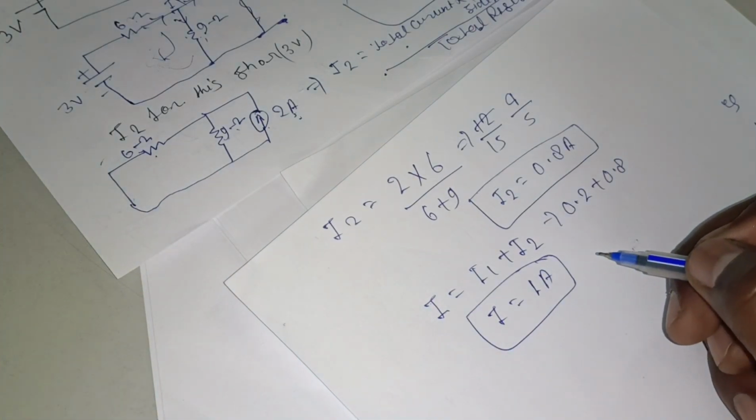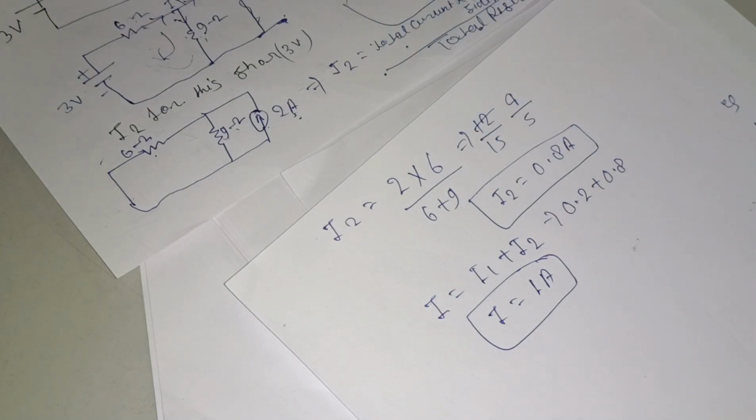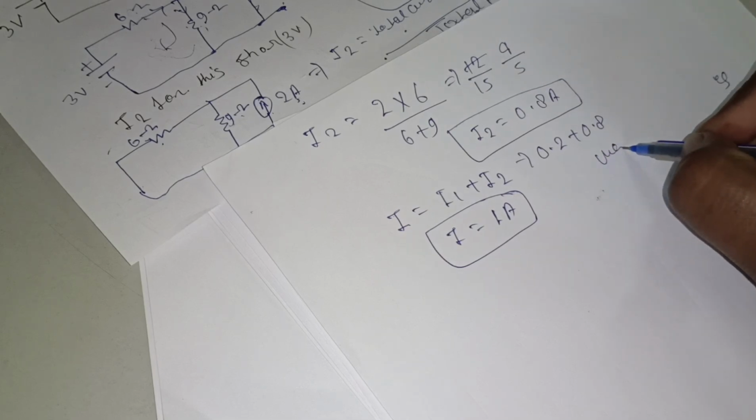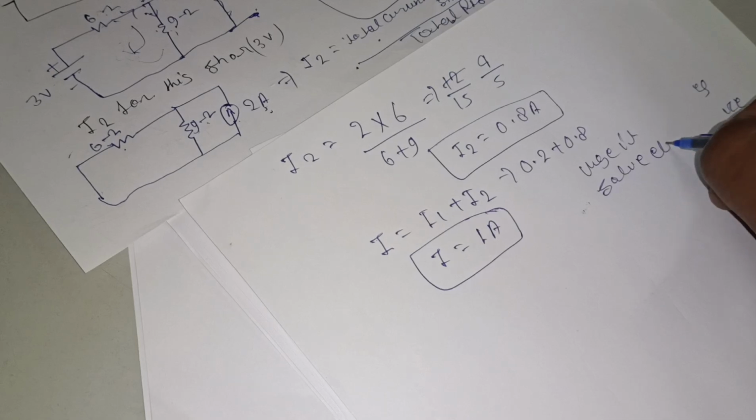Okay, so this is how we find the value of I by using the simple shorting method. One more thing, that we use it to solve electric circuits.